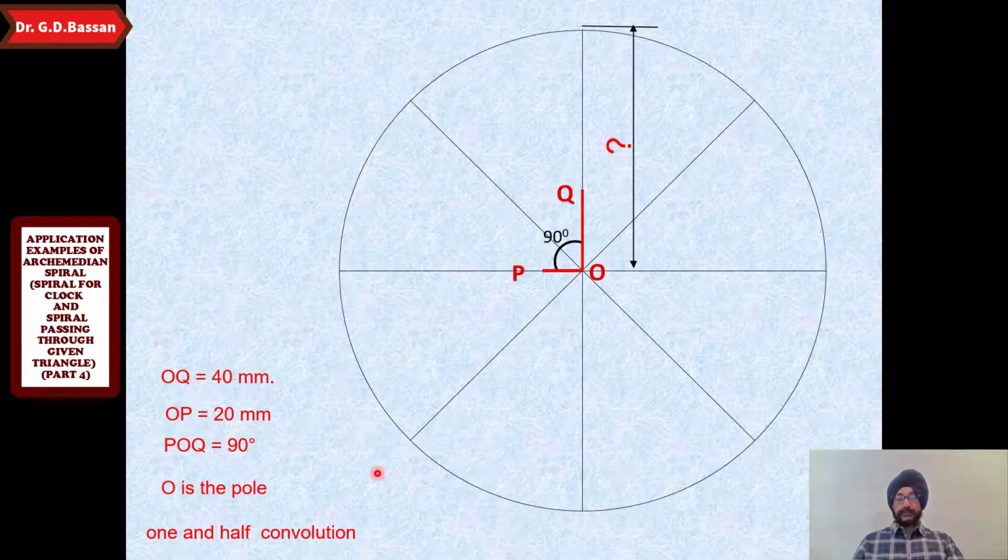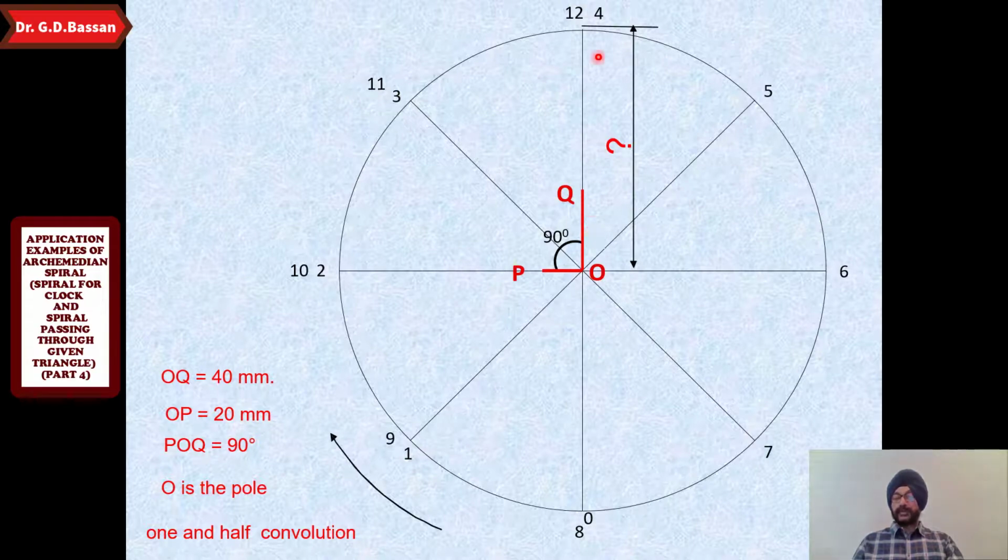As it is a clock, it must be moving in the clockwise direction, and the pole point is here, so your 0 will be at this particular point. And in the clockwise direction we are going to give the numbering. 1 is here, 2, 3, 4, 5, 6, 7, 8, 9, 10 is horizontal, 11 and 12. So 12 will be the final one. So you can see that this would be your final radius vector.